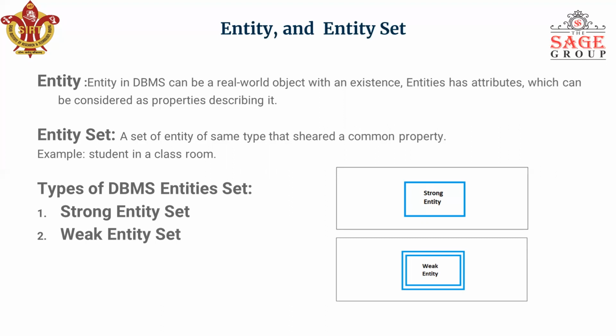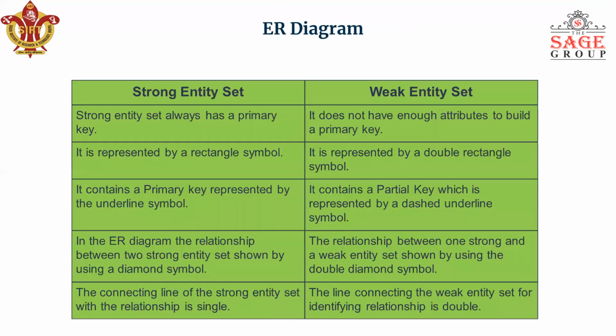Strong entity sets are those which have a primary key, and weak entity sets do not have sufficient attributes to form a primary key. The graphical representation of a strong entity set is a rectangular block, and the graphical representation of a weak entity set is a double rectangular block.